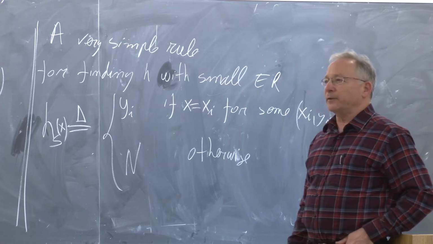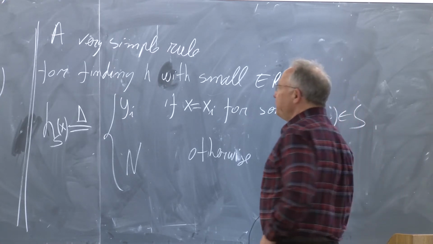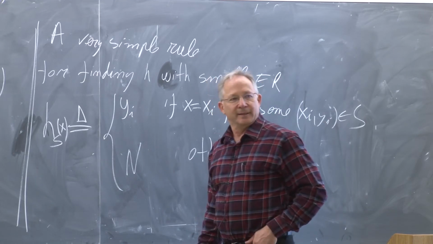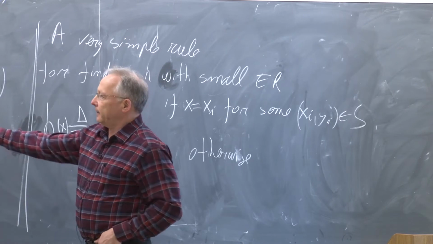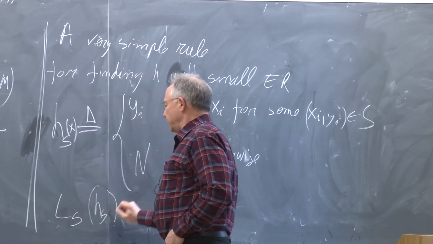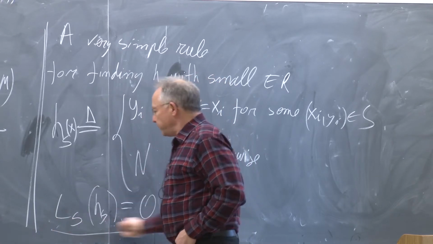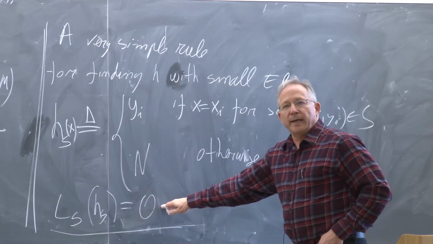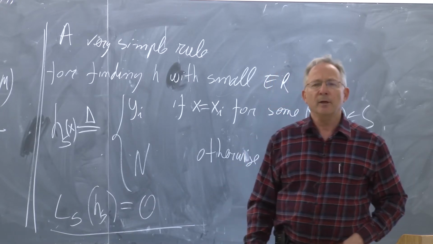What is the error of this guy on the sample? On the sample, it makes 0 error. So the empirical risk, L_S of my H_S that I just defined, is 0. OK, so just make sure that you all see why this is the case. Yes? What do you say?